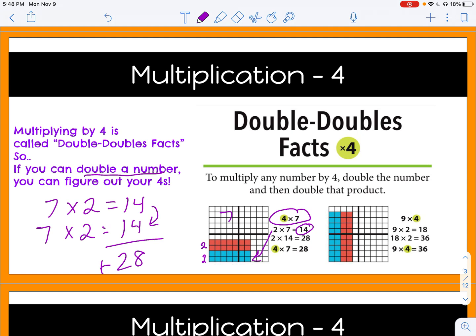Same with my 9s. If I have 9 here and 2 here, I can see that I'm just doubling 18, because I know that 9 times 2 is the same as 9 plus 9 equals 18, and I'm just doing that twice. So that's why we call those the double doubles facts. Whenever we're talking about the double doubles facts, we are talking about the number 4.